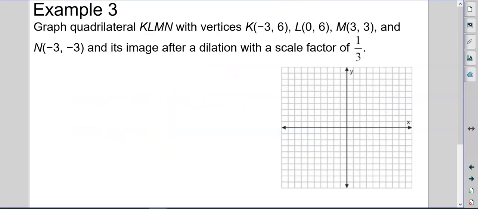All right, now we're going to graph KLMN. So K is negative 3, 6. So left 3, 1, 2, 3, and up 1, 2, 3, 4, 5, 6. And then L is 0, 6. That's easy. It's right there. So here's K. Here's L. M is 3, 3. So right 3, up 3. And negative 3, negative 3. So left 3, 1, 2, 3. Down 1, 2, 3.